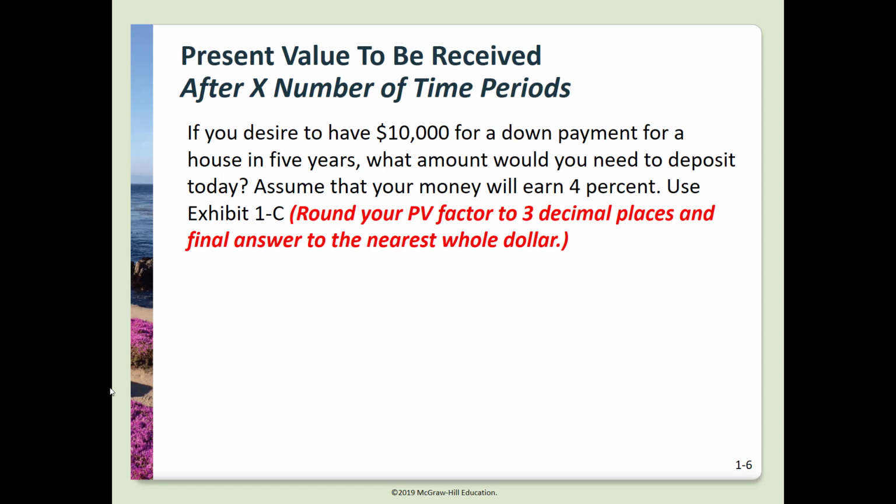In this problem, we're looking at present value to be received after X number of time periods. Let's say you desire to have $10,000 for a down payment for a house in 5 years. What amount would you need to deposit today? Assume that your money will earn 4%. As you can see, in the scenario, what amount would you need to deposit today? So that's a single deposit.